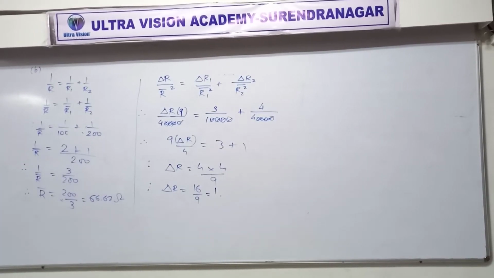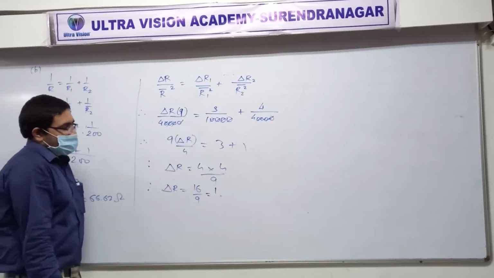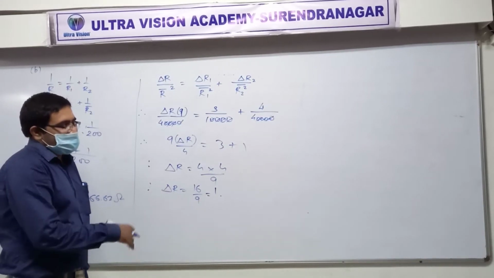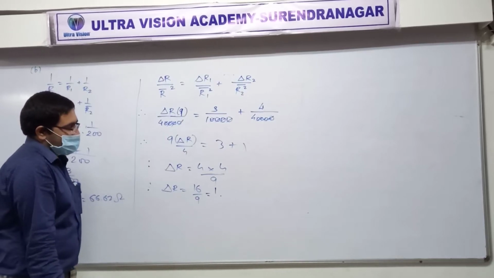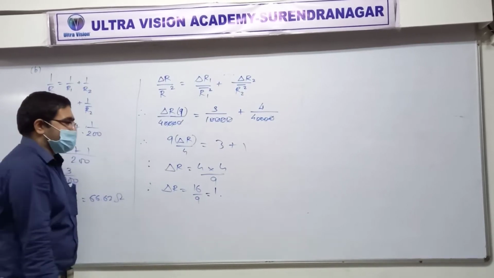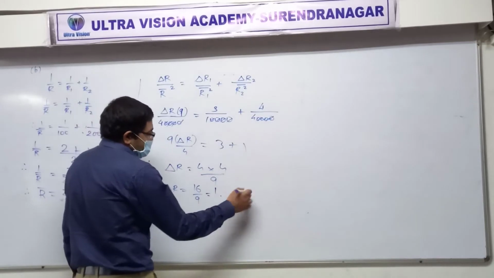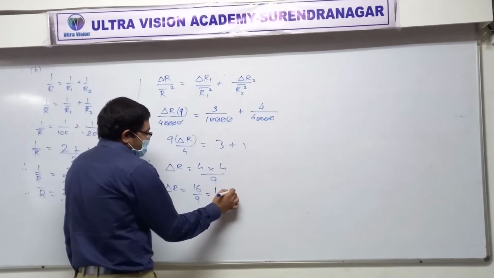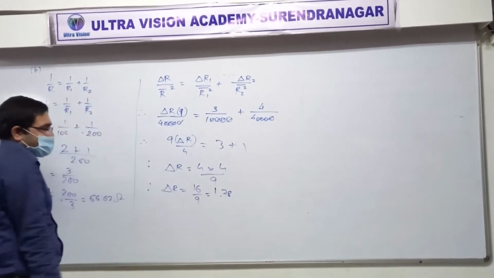1.7 bar. Very good. Correct. Recurring, yes. 1.777. So if you want, you can round it off. Okay, let it be like this at the moment.